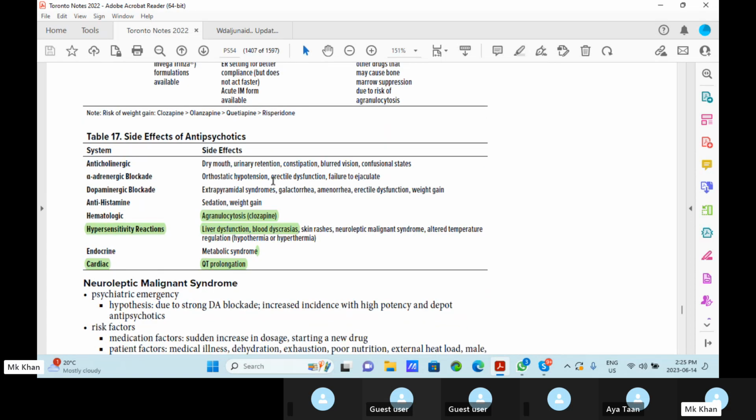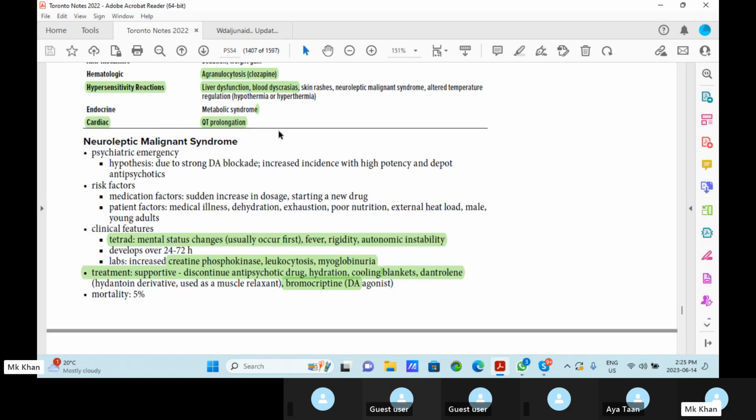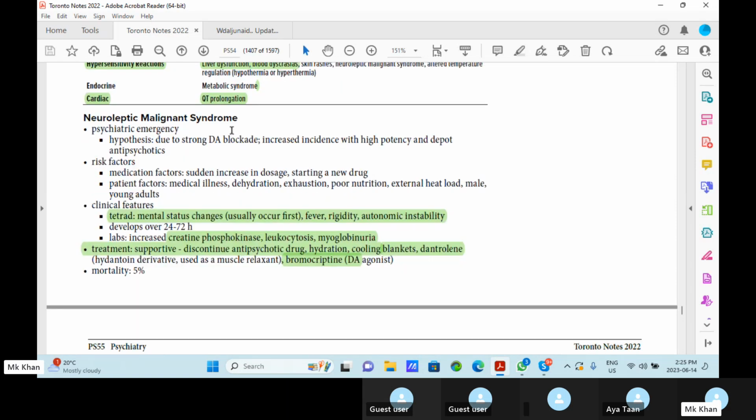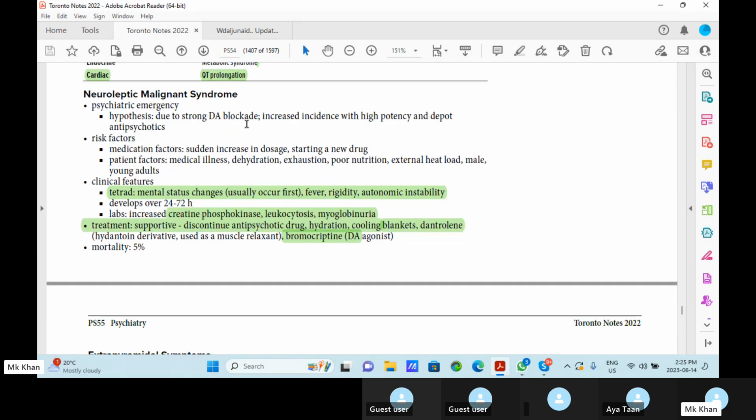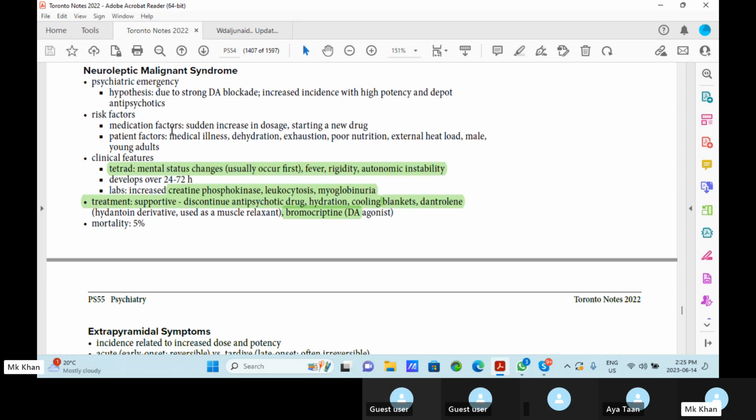So the side effects of the antipsychotics are very important, and also which one is more in which drug. Neuroleptic malignant syndrome is a psychiatric emergency, and because of the strong dopamine blockade, there is increased incidence with high potency and depot antipsychotics. And then the risk factors, medication factors: sudden increase in dose, or starting a new drug.